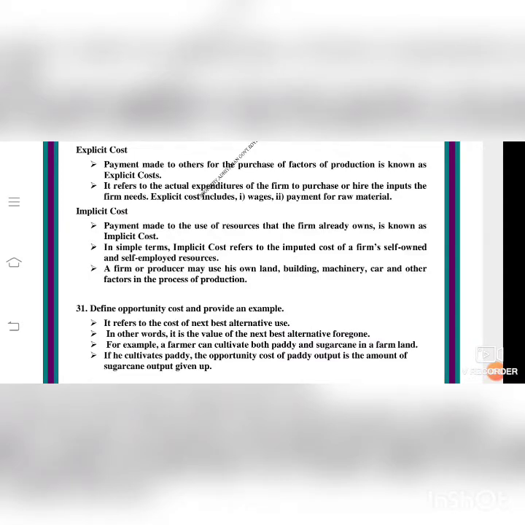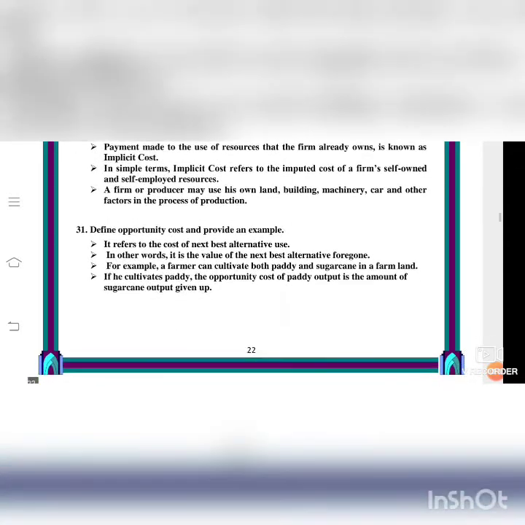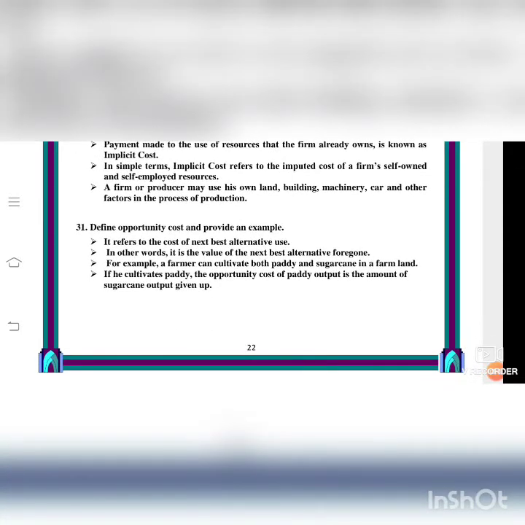Next we will see, define opportunity cost with an example. So what is opportunity cost? It refers to the cost of the next best alternative use. For example, one machinery has old technology, so the next best technology, the next machine, is used. In other words, it is the value of the next best alternative foregone.